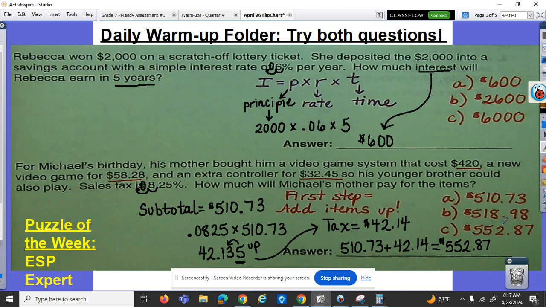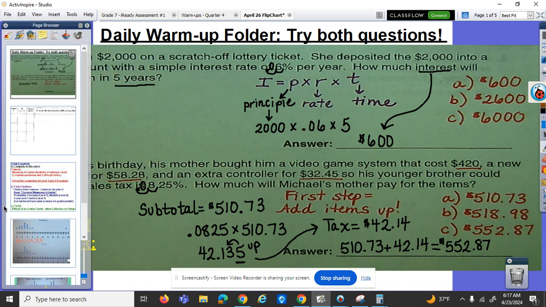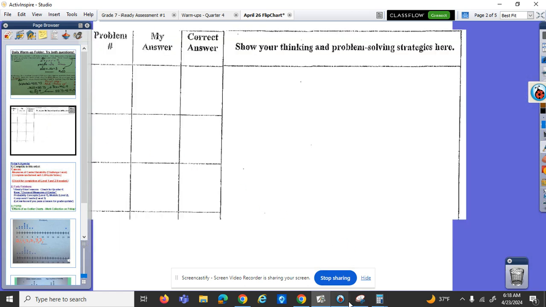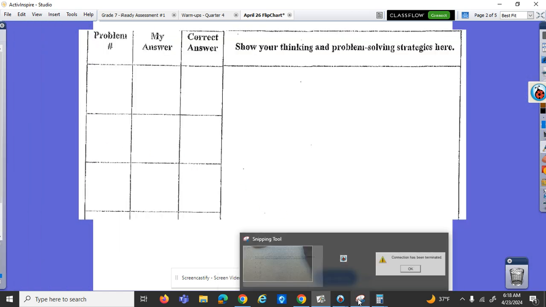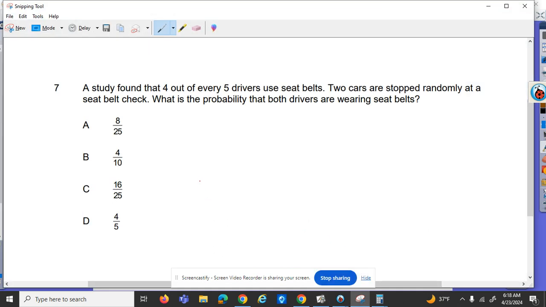All right, I want to do one more thing in your folder this morning, and that is to go over a check-in question that I haven't been able to go over with you yet. So take a look at your answer strip, and let's flip to the back of our folder, and let's do a check-in question. I've chosen number 7 today. So take a look at number 7 from your check-in.